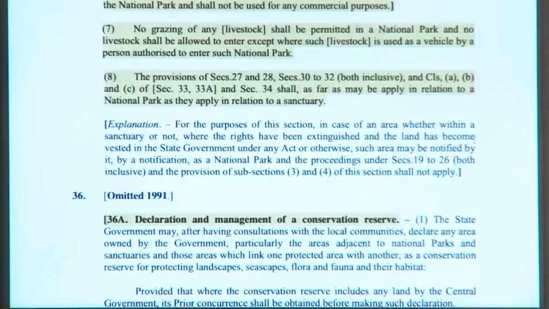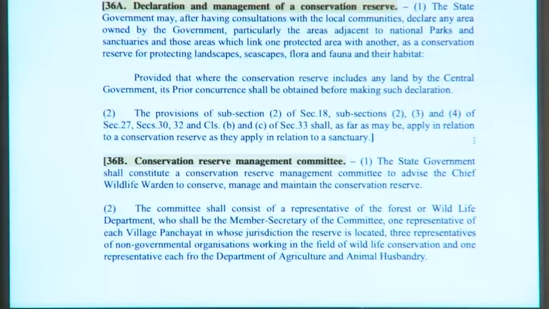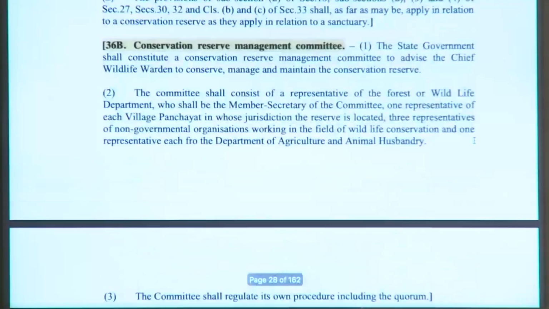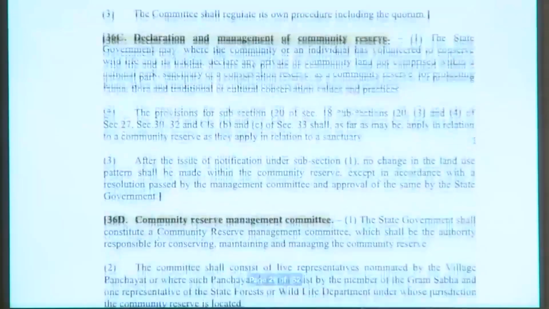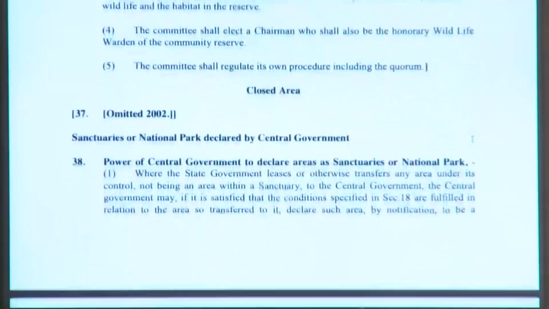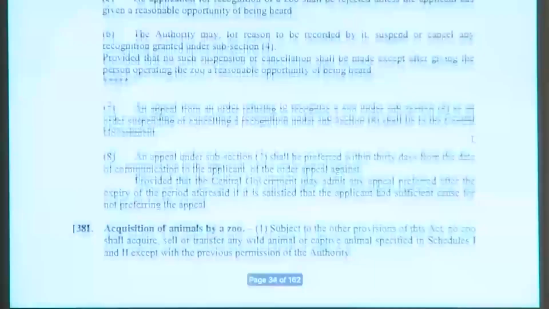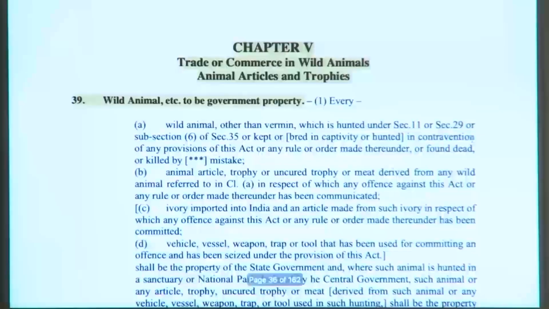No grazing is permitted. All the other sections, section 27, 28, 30, 32, shall apply in the case of national parks. Then you have conservation reserve, that is managed by a conservation reserve management committee, and then you have a community reserve and community reserve management committee. So, this Act is now telling you about what all things can be done and cannot be done in these areas.